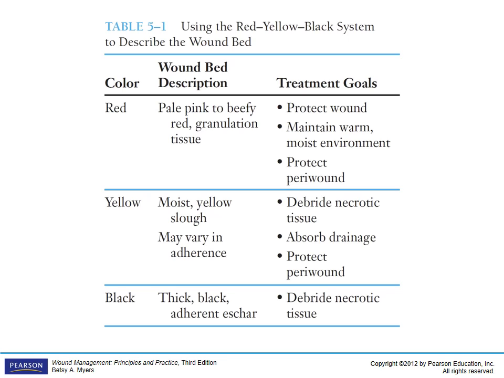But the treatment goal is going to be to debride that, because that's necrotic tissue. So you want to debride that necrotic tissue. You want to absorb any drainage that you have going on. Again, we want a moist environment, but we don't want a wet environment. So you want to absorb the drainage, and you want to protect that peri-wound. Again, you want to protect it from any maceration from an abundance of drainage. You want to protect that peri-wound. And with the black wound bed, if there's a thick black adherent eschar, you want to debride it. Your number one treatment goal there is to get that thick black eschar off of there. So you want to debride that necrotic tissue.